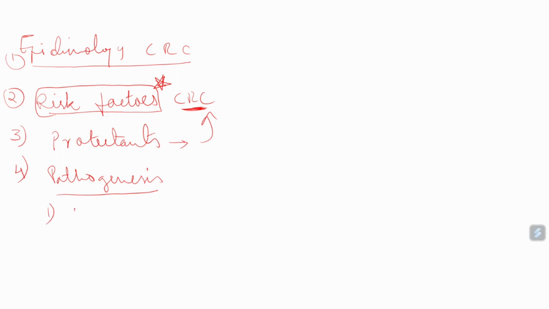The first mechanism is the APC beta catenin pathway. Very, very famous pathway. If you understand this pathway, it is more than enough. APC is a gene that produces APC protein, and that APC protein is important in the degradation of beta catenin. I'll explain this pathway in detail.